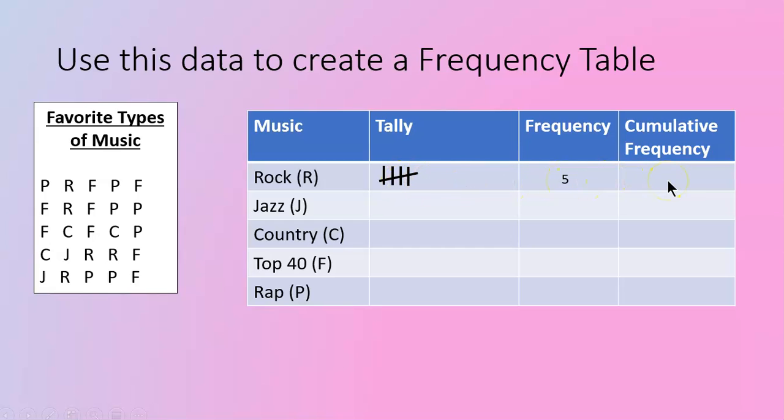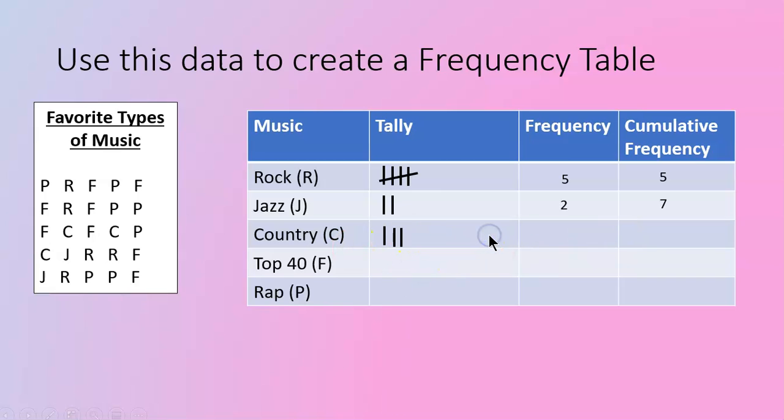Cumulative frequency means how many so far. Okay? So for this one, it's going to be the same. We've had 5 so far. Let's look at jazz. Jazz had 2. Okay? So that means our frequency for jazz is 2. And that means our cumulative frequency is 2 plus 5, which is 7. Okay? So 5 plus 2 is 7.